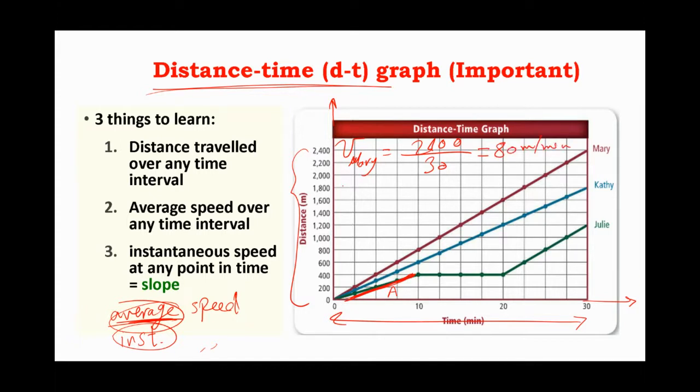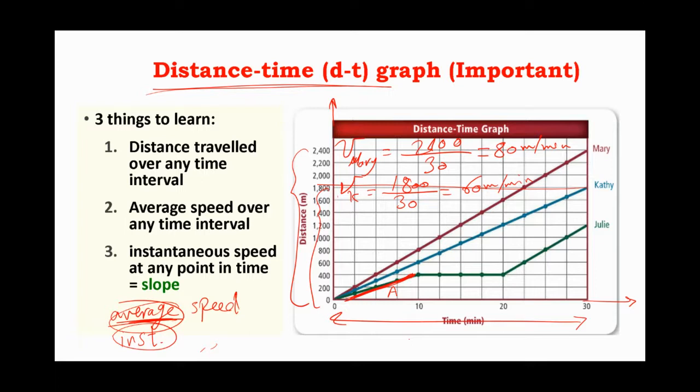For Kathy, something similar. We also measure the total distance, which is 1,800, divided by the total time, which is 30, gives you 60 meter per minute.